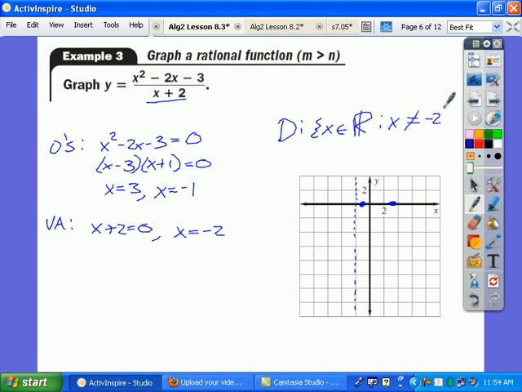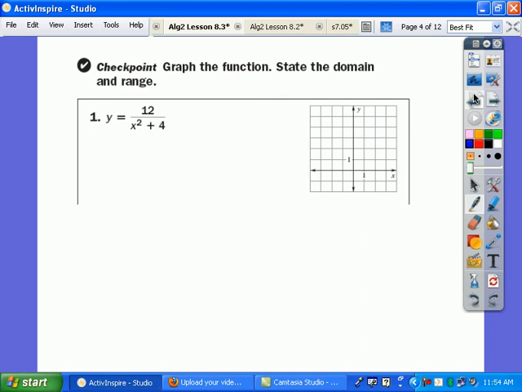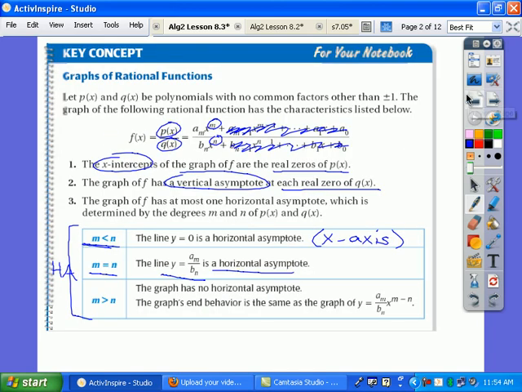I have to go back to my table. I see that this is a 2 over a 1, right? So m is bigger than n. By the way, I would like all of my students to memorize this. This will serve you in pre-calculus. So m bigger than n. So the graph has no horizontal asymptote. So none.